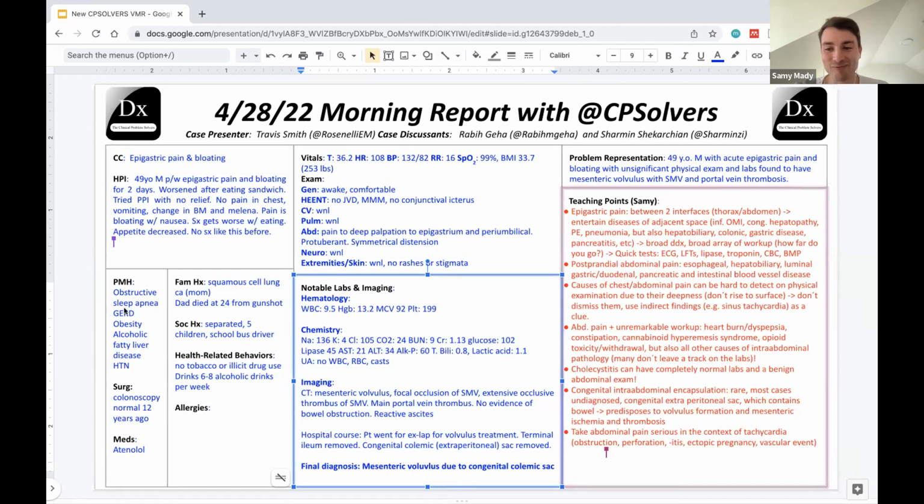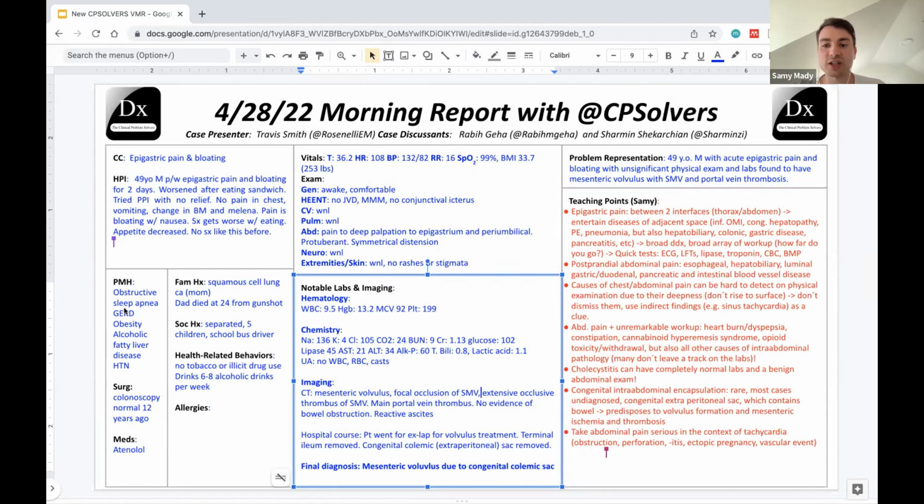And Ravi made us think about how far we would go, which is quite an interesting question. Quick tests you can always get are ECG, LFTs, lipase, troponin, CBC, and BMP. Then we had this complaint of postprandial abdominal pain, which made us think about esophageal, hepatobiliary, luminal, gastric, or duodenal causes, pancreatic causes, and intestinal blood vessel disease. I'm basically considering eating as a stress test for the GI system and all organs involved with it.